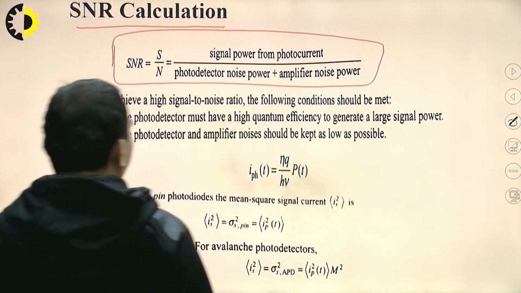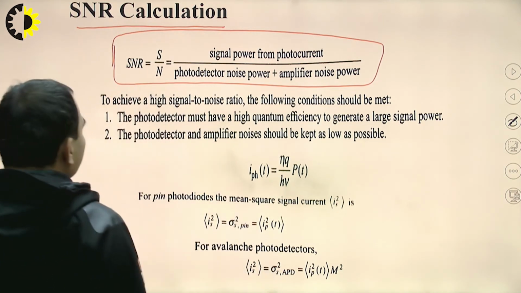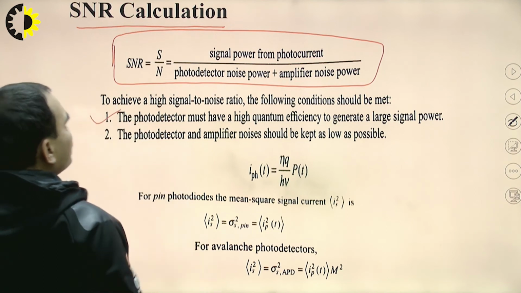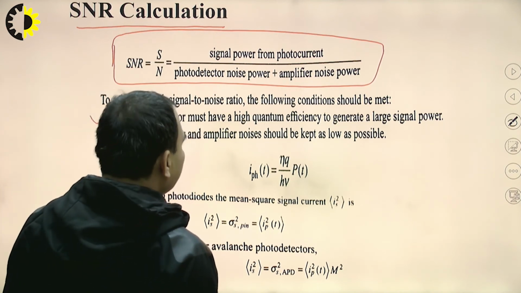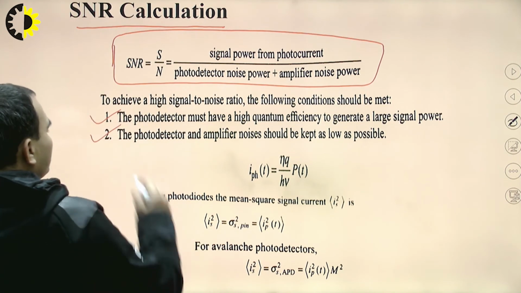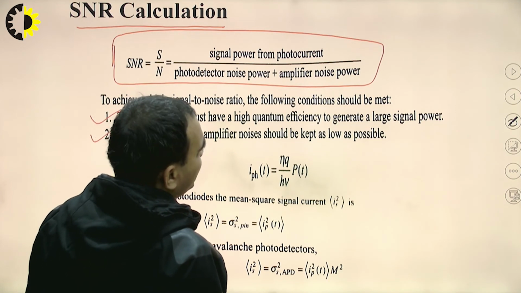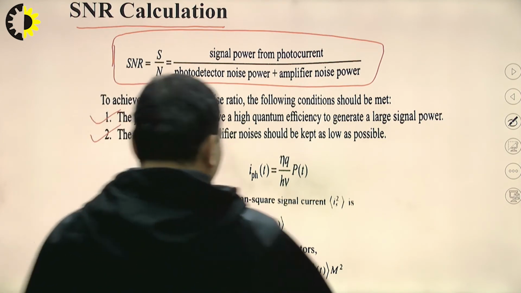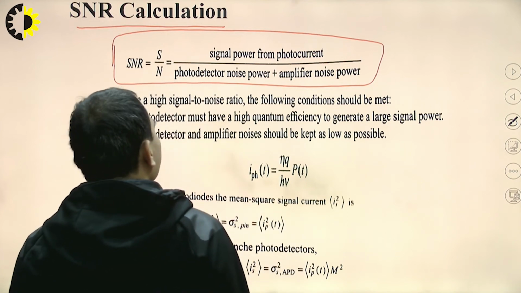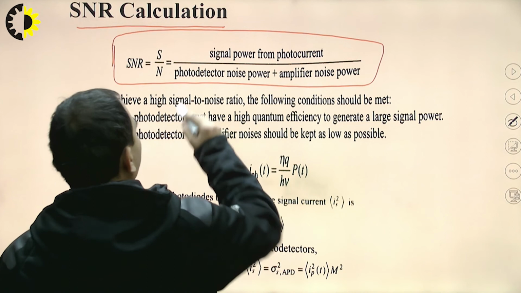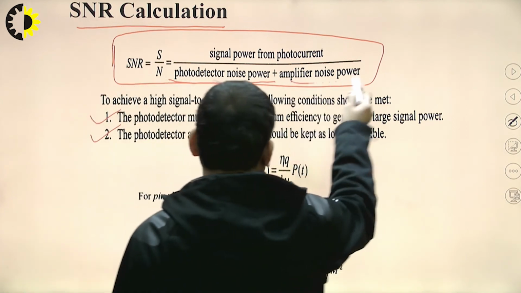So to achieve a high signal to noise ratio, the following conditions should be met. So what are the conditions? The first condition is the photodetector must have a high quantum efficiency to generate large signal power. The second one is the photodetector and the amplifier noises should be kept as low as possible. So how can we define it? Signal to noise ratio is nothing but the signal power from the photocurrent, and the noise power is from the photodetector noise power plus the amplifier noise power. So this is a combination of these two.